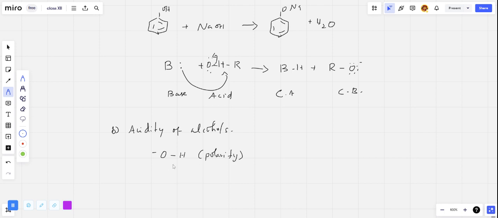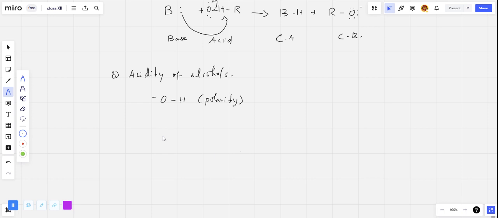When an electron releasing group is added to this, for example, this is a primary alcohol. This is also a primary alcohol, CH2OH. This is primary, this is primary, this is also primary, and this, CH2OH, is secondary, and this one is tertiary.